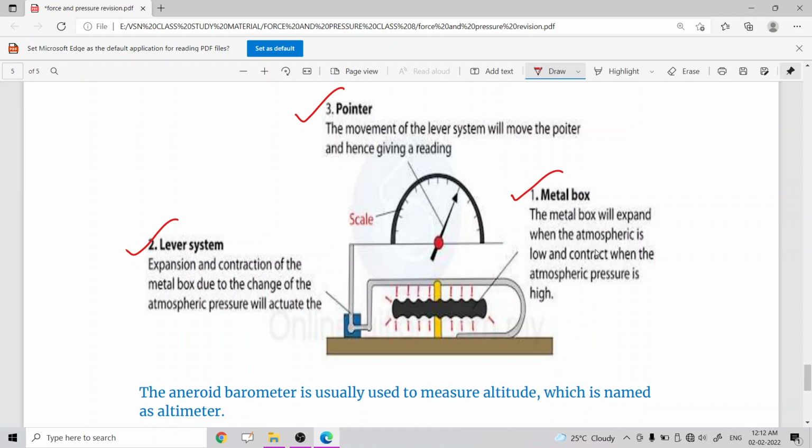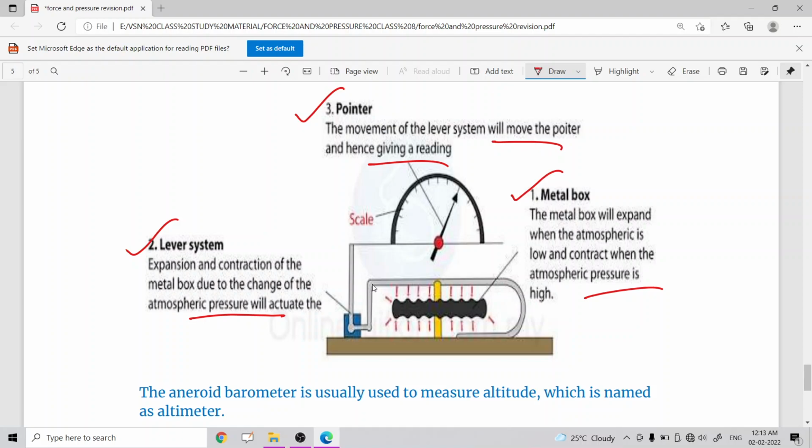The metal box will expand when atmospheric pressure is low and contract when atmospheric pressure is high. With this expansion and contraction of the metal box due to change in atmospheric pressure, the lever system is actuated. The movement of the lever system will move the pointer, hence giving a reading. So these three systems are mutually connected with each other.